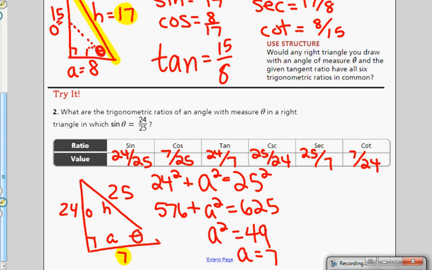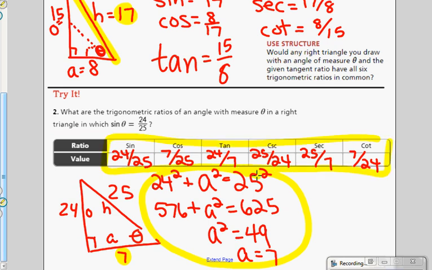Okay, video watchers, those are the answers to try it 2. We have the Pythagorean theorem at the bottom worked out for finding the missing adjacent side. Once we find that to be 7, just fill in your 6 ratios, and you're done.